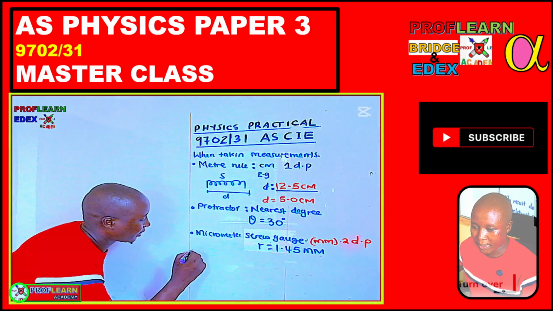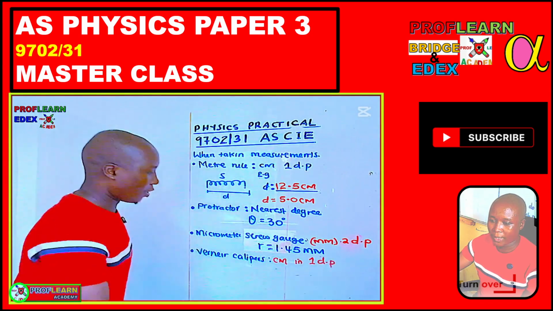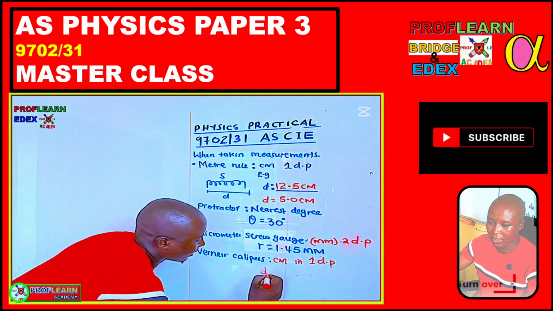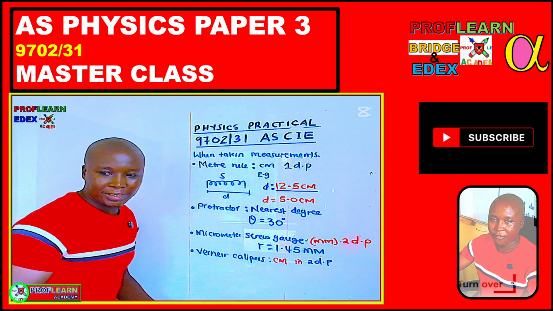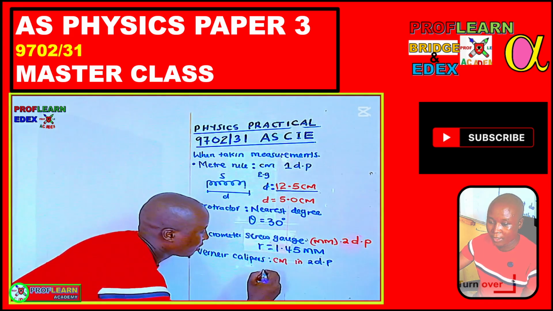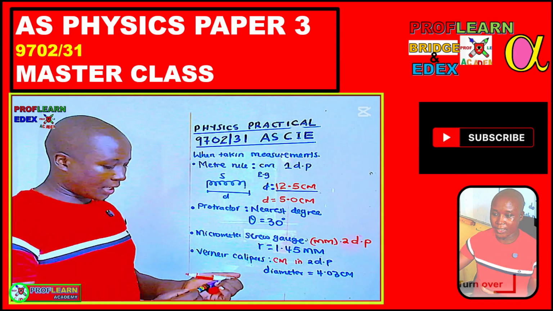Then we can talk of a micrometer screw gauge and a vernier calipers. Those are recorded correct to 2 decimal places. Sorry, this has to be corrected, I have to change that. That's to 2 decimal places. So a vernier calipers and a micrometer screw gauge are to 2 decimal places. But the difference is that a vernier calipers records in centimeters, while with a micrometer screw gauge, you take it in millimeters. But the number of decimal places has to be 2 for both.